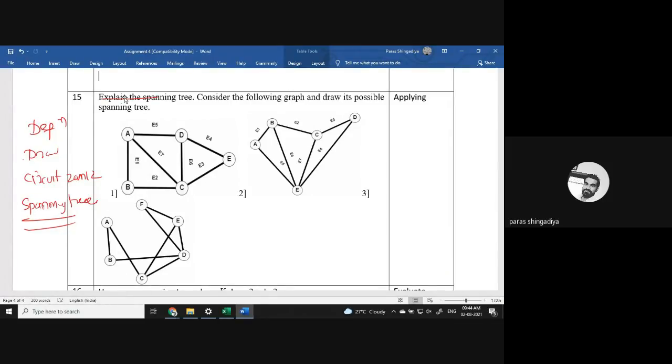Is the first example done or not? Have you done it? First question. All of you write down the definition of spanning tree. What is the definition of spanning tree?